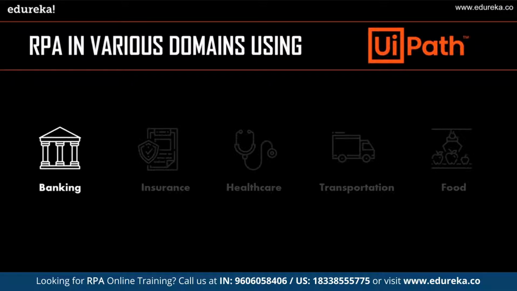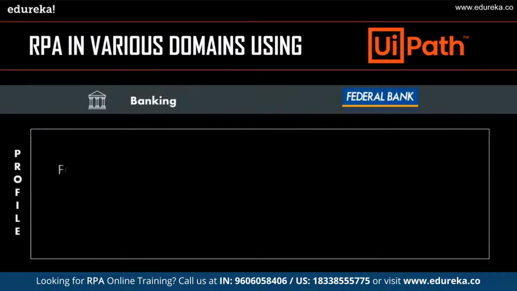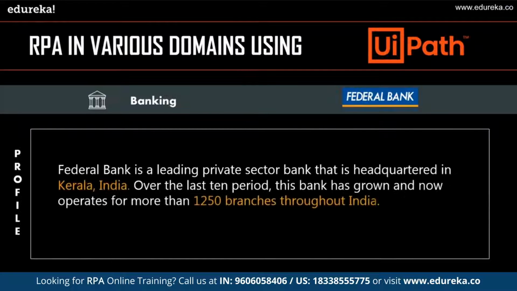To explain how RPA is used in banking, I've considered the example of Federal Bank. Federal Bank is a leading private sector bank that is headquartered in Kerala, India. Over the last 10 years, this bank has grown and now operates more than 1250 branches throughout India, guys.